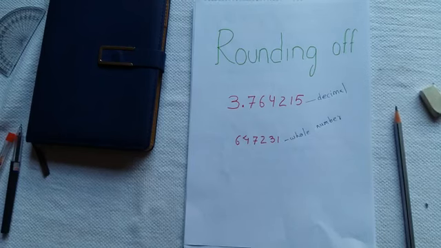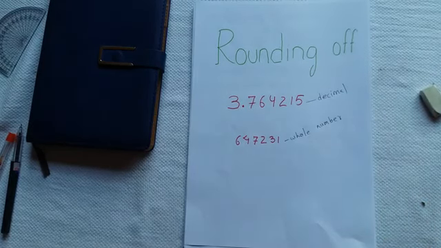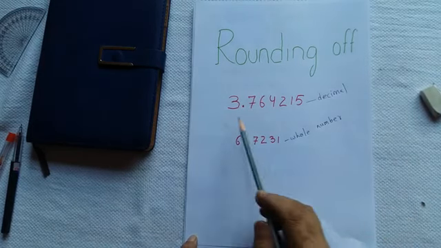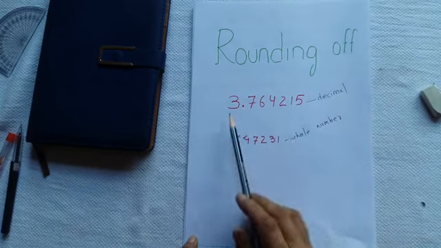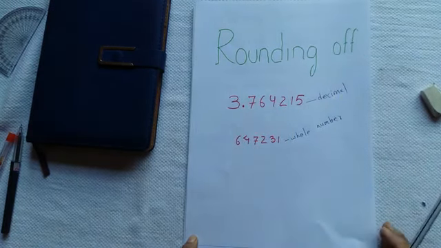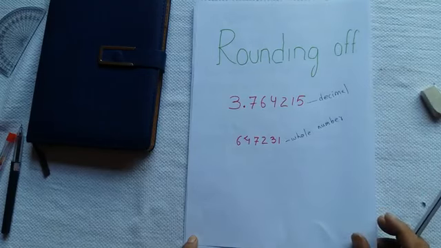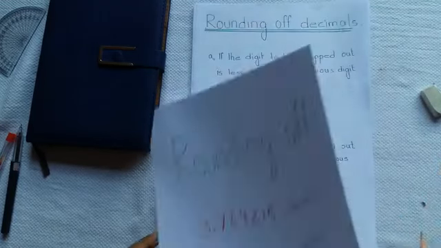Hello, and here I am again with a new topic called rounding off. And today we will focus on it. As you can see, we have two numbers here. This part of the number is called decimal and this is the whole number. Now let's see how rounding off is done.